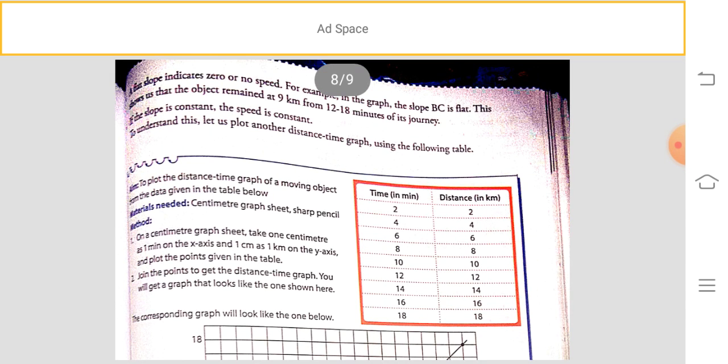A flat slope. Remember, this is a very important point to be seen. A flat slope indicates zero or no speed, which means your vehicle is at rest. When the vehicle doesn't show any response, then the line drawn is a flat slope. So zero or no speed is denoted by the flat slope.